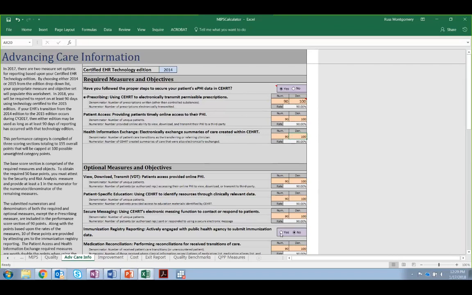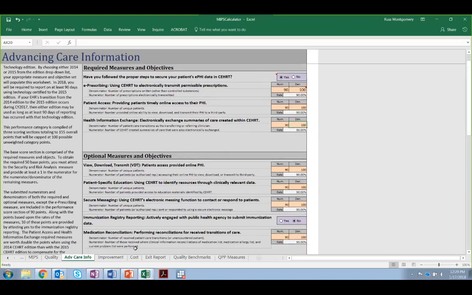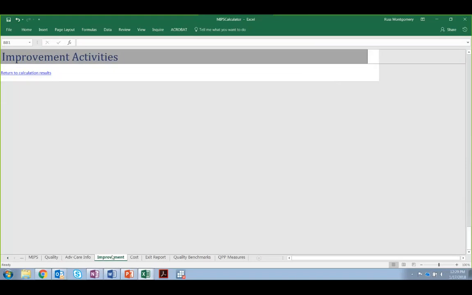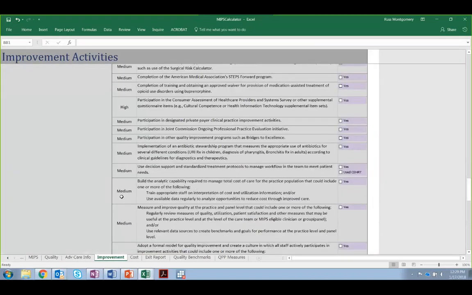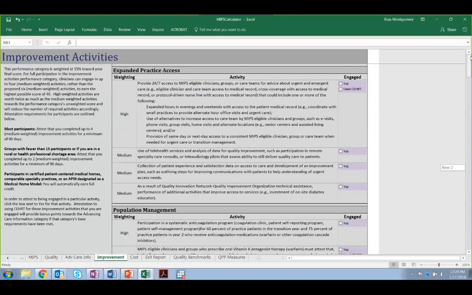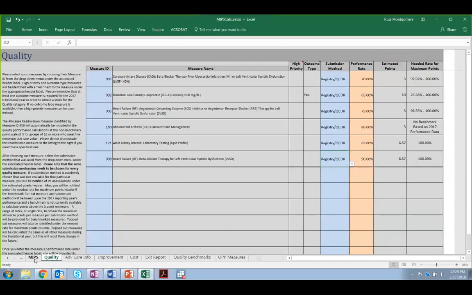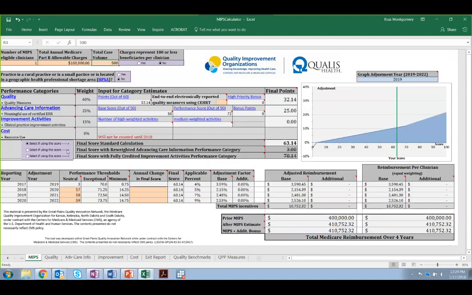All right, moving on to improvement activities. As Dr. Khanna mentioned, if you are participating in the PTN or you are a certified PCMH, you get full credit for the improvement activities category. And on the first sheet that I showed you, you can select here final score with reweighted or with full credited improvement activities. That will allow you to report. You can choose this if you are a PCMH or a member of the PTN, and you'll automatically get full credit. So you don't have to check off all of these boxes.